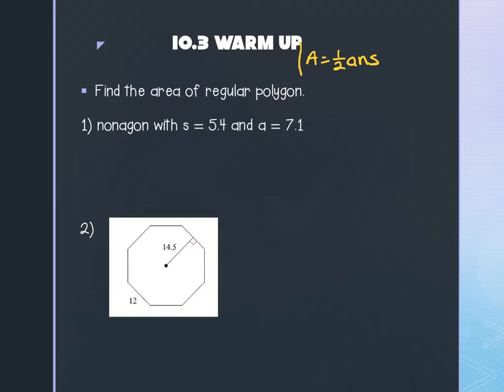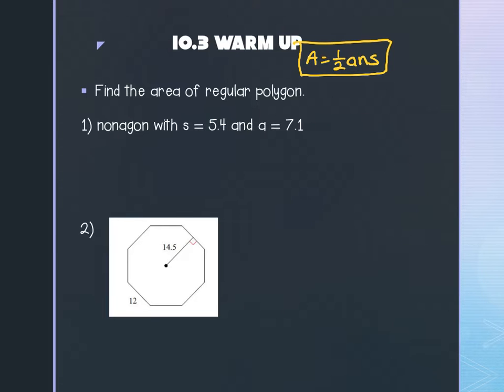I would strongly recommend, and I will do it when I do the review video, making a cheat sheet of all the areas. Obviously this is the last one. So you would have the rectangle, the parallelogram, the rhombus, the kite, the trapezoid, and then the area of the regular polygon you would add on there as well.